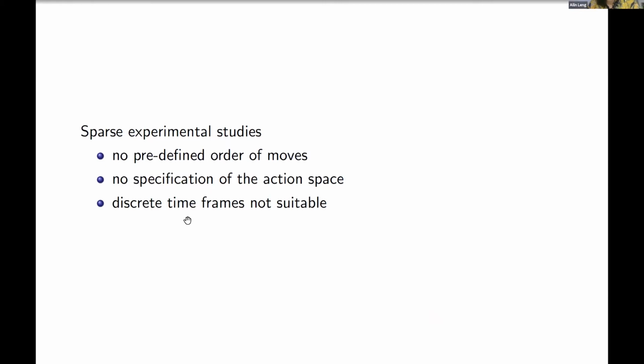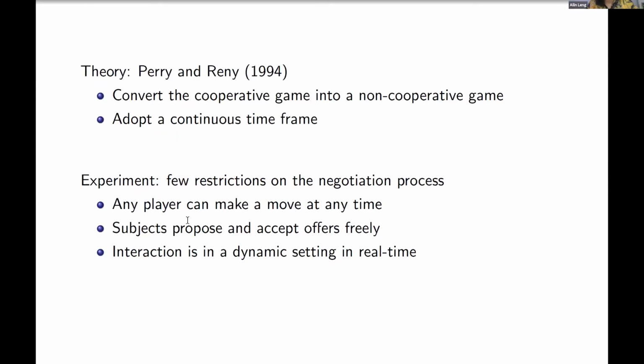Although cooperative games have been studied widely in theory, the experimental studies are sparse because cooperative games do not define the order of moves and there's no specification of the action space. How would you instruct the subjects in the experiment? Usually, discrete time frames are not suitable because the subjects are limited to one action per period. The protocols to bargain or form coalitions are restricted. So the solution now is to implement cooperative games in continuous time.